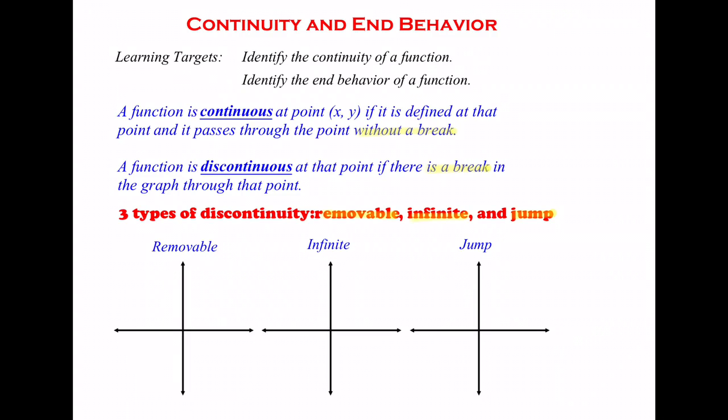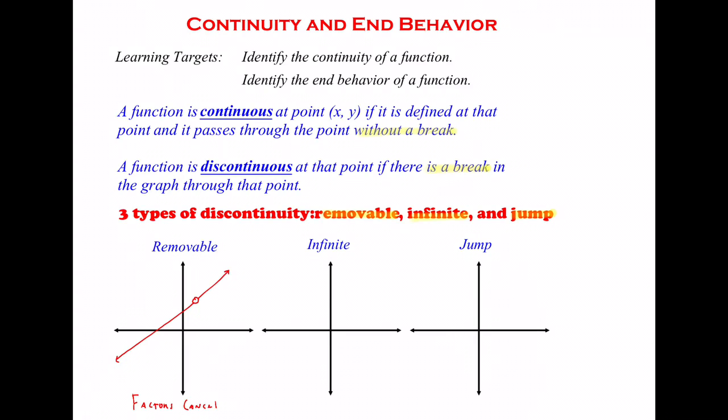So what is removable discontinuity? Removable discontinuity is when there's basically a hole in the graph. So one of the things we've done before is graph rational functions where the factors cancel and it creates this hole in the graph. So one of the ways that you know there's going to be a removable discontinuity is when the factors cancel. So that's how you can tell without actually graphing it.